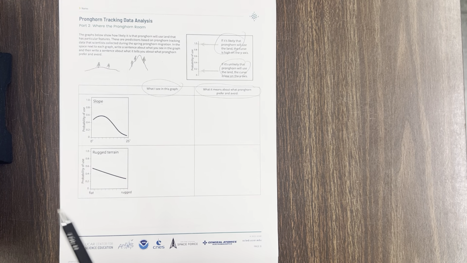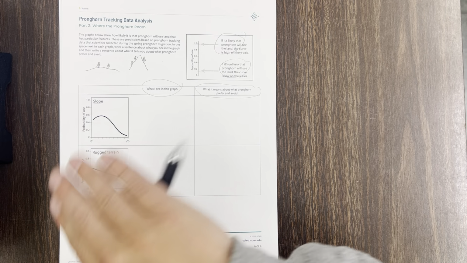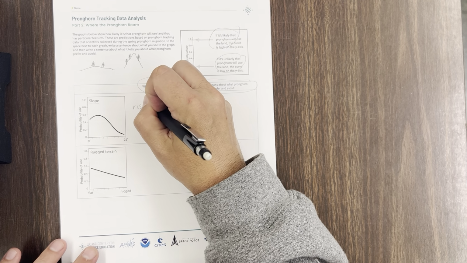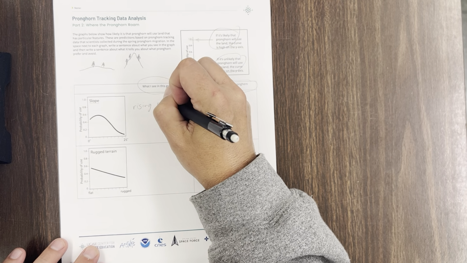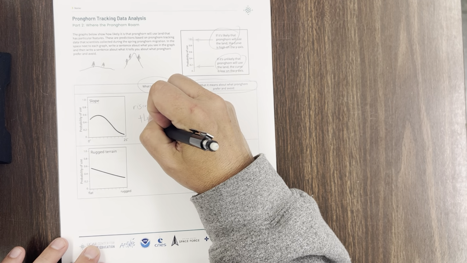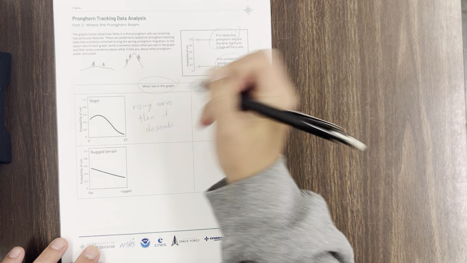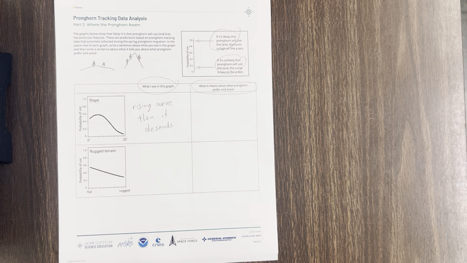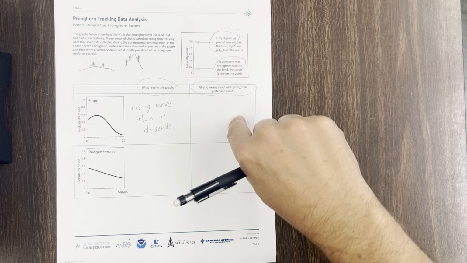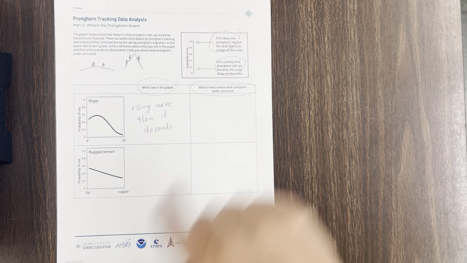We look at this and ask, what do we see in the curve? Or what do we see in the graph? Well, I'm just going to describe it. I see a rising curve, and then it descends. I spelled that wrong. That's okay. So that's just telling you what the line looks like. But what we then need to do is say, what does that mean for pronghorns?